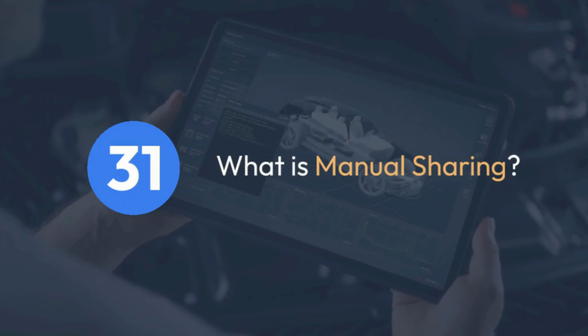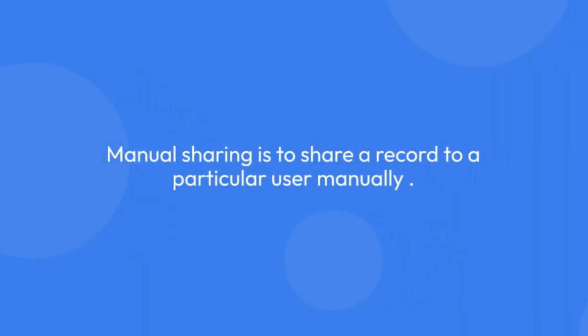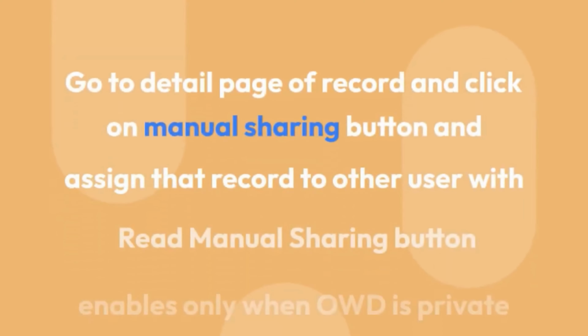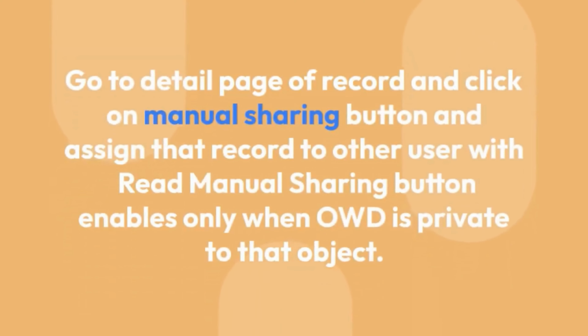31. What is manual sharing? Manual sharing is to share a record to a particular user manually. Go to the detail page of the record, click on the manual sharing button and assign that record to another user with read access. The manual sharing button is enabled only when OWD is private for that object.